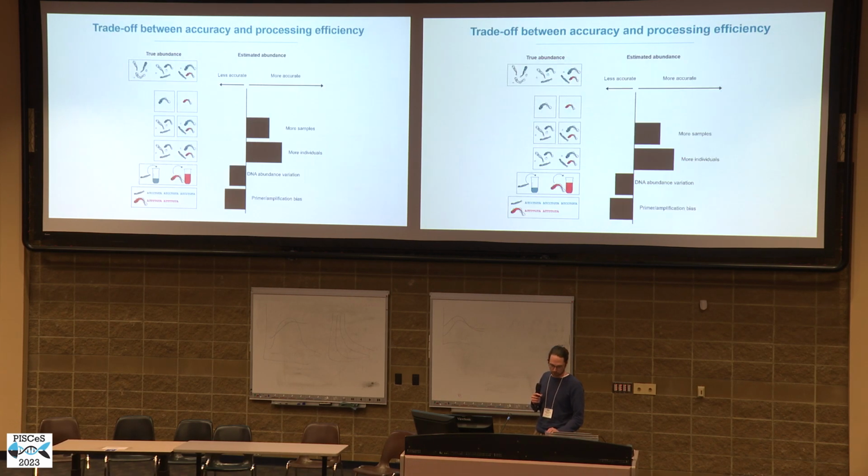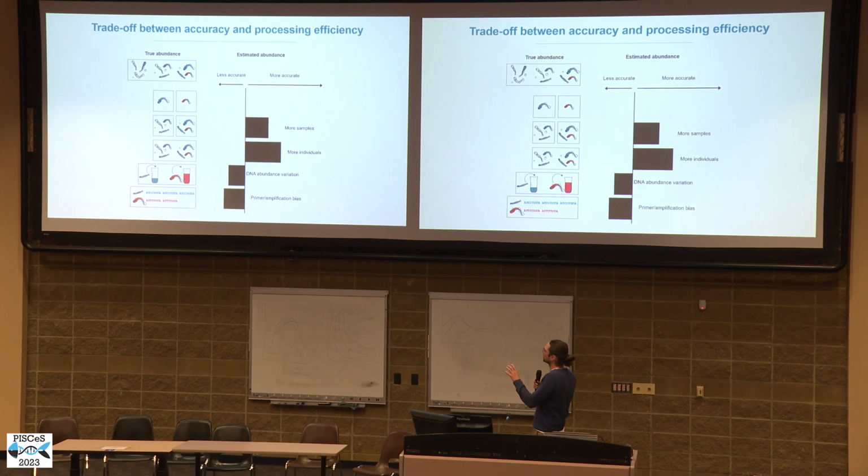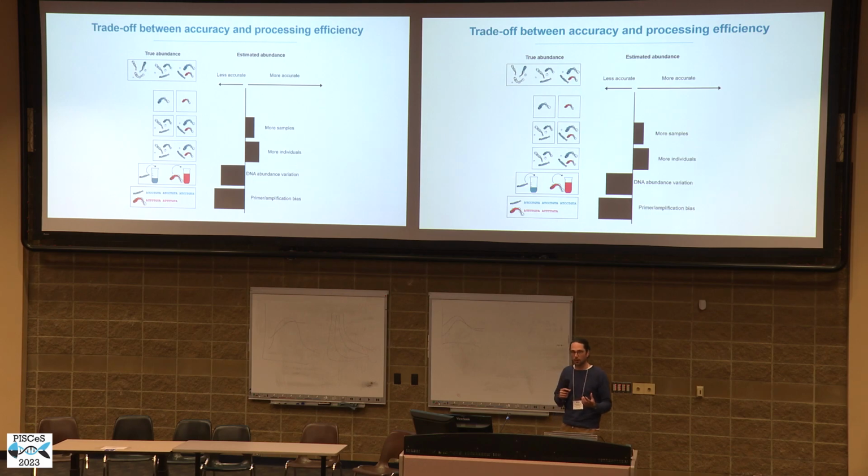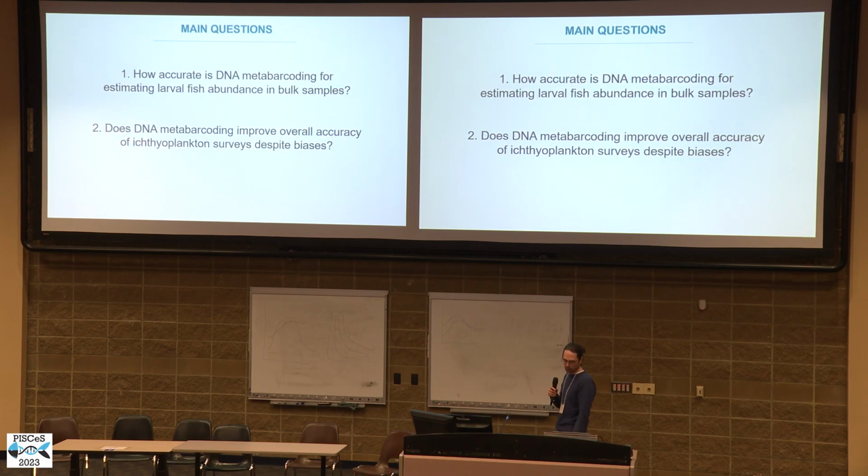So when you look at your read abundance at the end of the sequencing analyses, you end up getting some species overrepresented compared to others. So I think what's important to know before we start applying this methodology to these surveys is whether the advantages of sampling more individuals in the environment are totally jeopardized by some of these other species-specific biases that could really impact your overall estimates of abundance for these fishes. So my two main questions were: how accurate is DNA metabarcoding for estimating larval fish abundance for bulk samples? And does DNA metabarcoding improve overall accuracy of these studies?